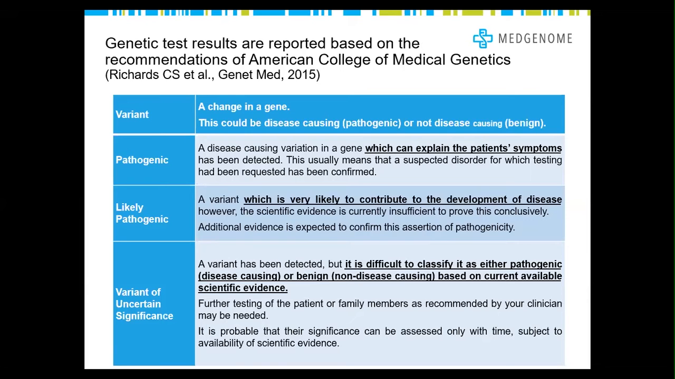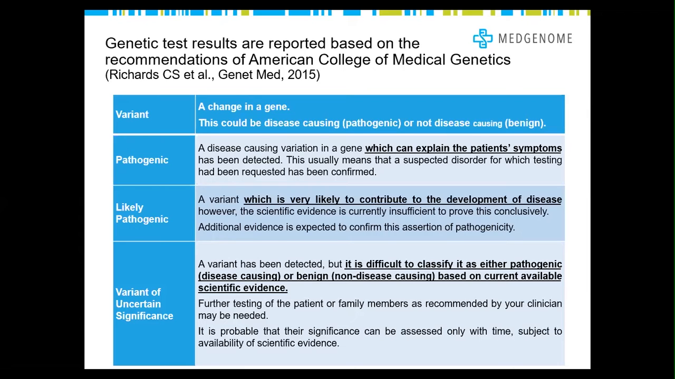As you can see on the slide, pathogenic would definitely be a significant disease-causing variation which can explain the patient's symptoms, so there should be a good genotype-phenotype match. Secondly, the prediction for the variant has to be an abnormal or poor protein. Likely pathogenic is, again, something that can contribute to the development of disease, but till the time we are reporting the variant, the scientific evidence is not sufficient to prove that it is a pathogenic variant. So we classify it as likely pathogenic.